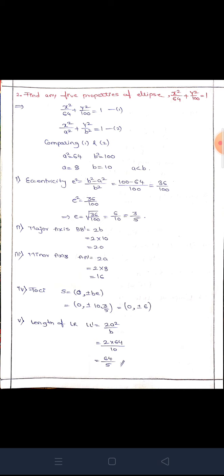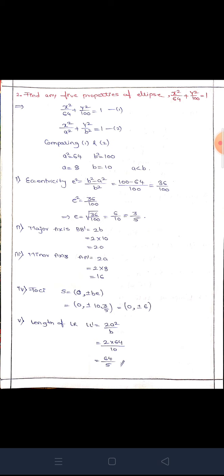Next, the major axis: b dash is equal to 2b. The value of b is 10, so 2 into 10 is 20. Next, the minor axis: a dash is equal to 2a. 2 into 8 is 16. Next, foci, that is S is equal to 0, b plus or minus b e. So 0 as it is, plus or minus the value of b is 10 and e is 3 by 5. So 5 you can cancel with the 10. So it is 0, plus or minus 6.